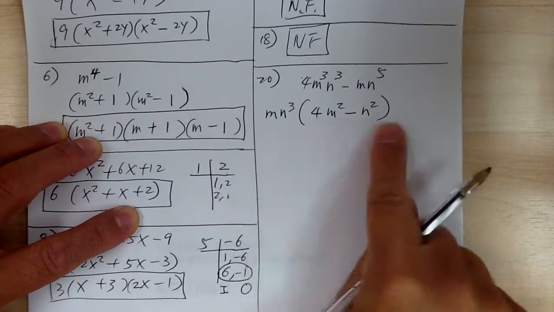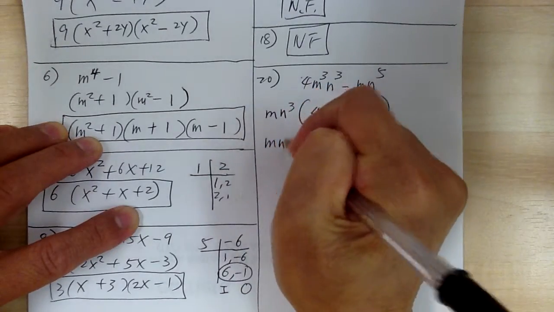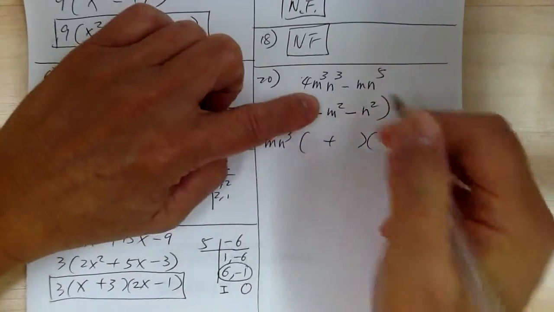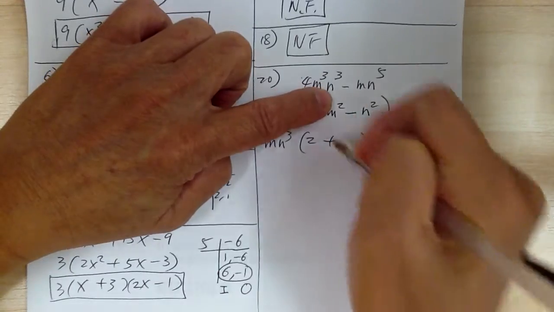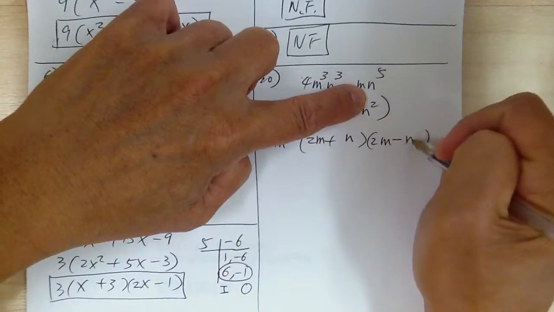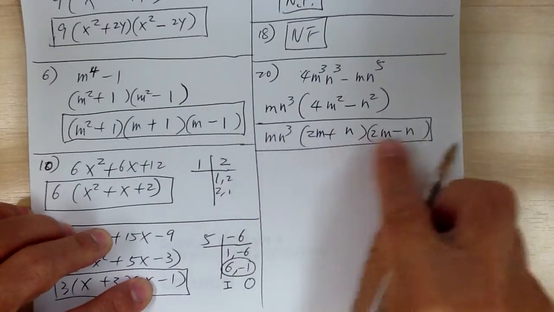So step 2, these are perfect squares, so I mean the difference of squares. So get your conjugate. To get 4, you need 2 and 2. To get m squared, you need m and m. To get n squared, you need n and n. Okay, and that's it. So that's your step 1 and step 2a.